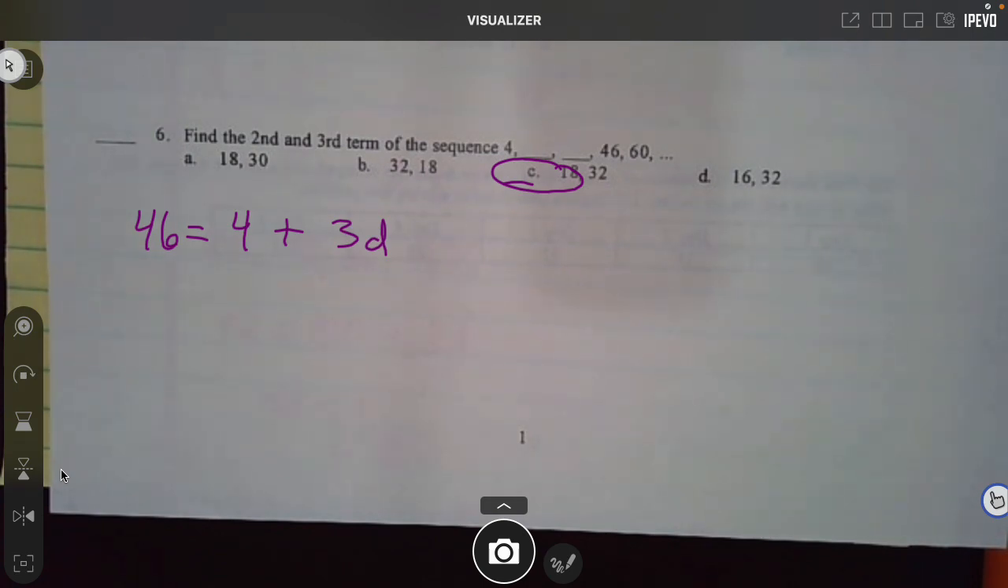If you're missing something in the middle, you can just add them and divide by 2. Same on number 8, right?